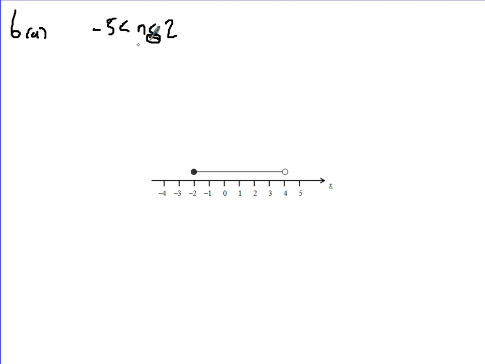So what values of n can you have? Well, you can't have minus 5, but you can have minus 4, minus 3, minus 2, minus 1, 0, 1 and 2, because it's saying less than or equal to 2.